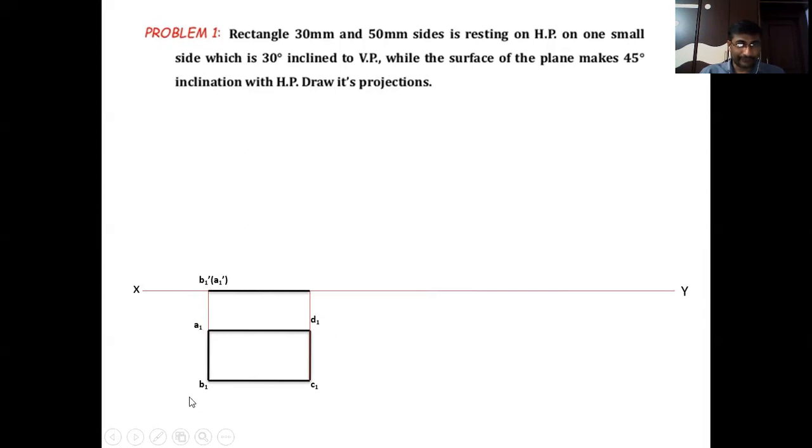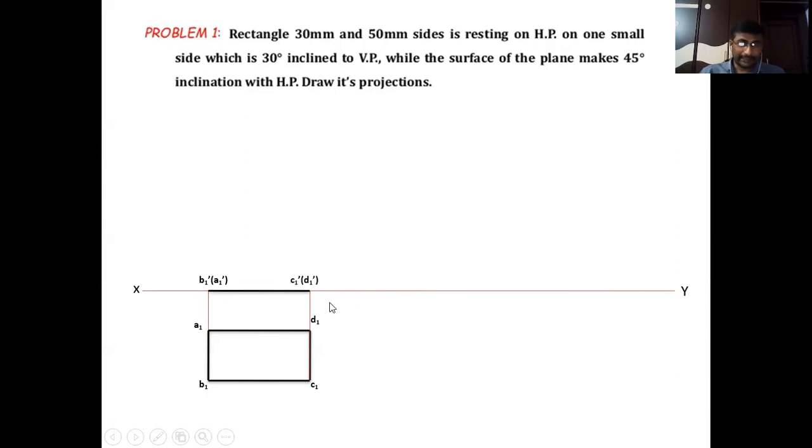Without dashes is the top view. Already we studied in the previous chapters that the front view is represented with dashes and the top view without dashes. When we look from this side, the B1 corner is a visible corner and the A1 corner is an invisible corner. Therefore, B1 dash of A1 dash is the point. Clear? This side is visible as a point in the front view.